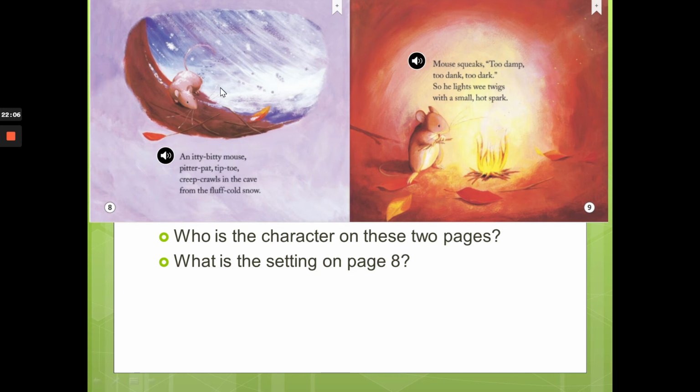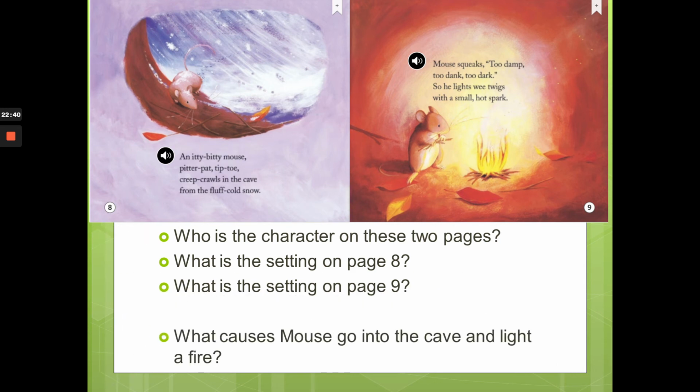Well, we see that Mouse is outside. It is taking place outside. So on page 8, the setting is outside. What about on page 9? What is the setting on page 9? Inside the cave. So now we have our background knowledge. We know what characters are on these 2 pages, and we know that the setting has changed from page 8 to page 9. My question is, what causes Mouse to go into the cave and light the fire? What causes Mouse to do this?